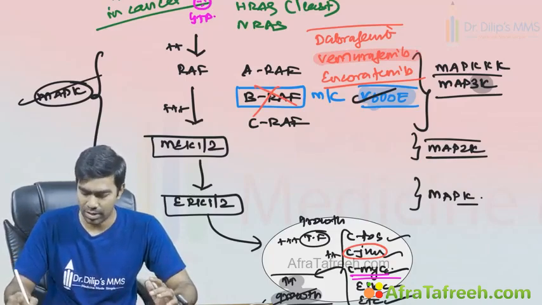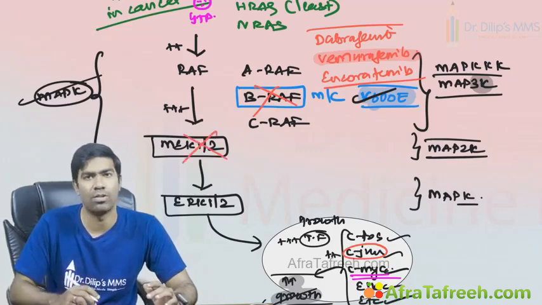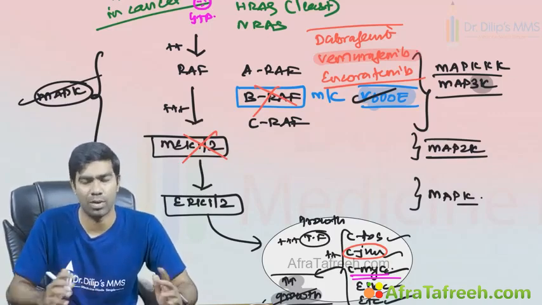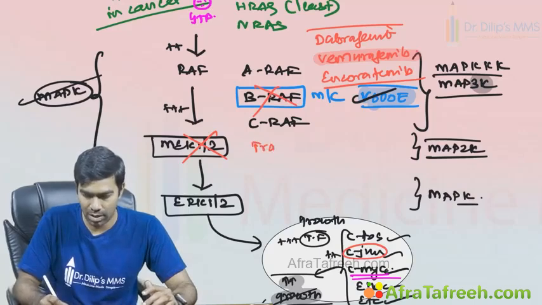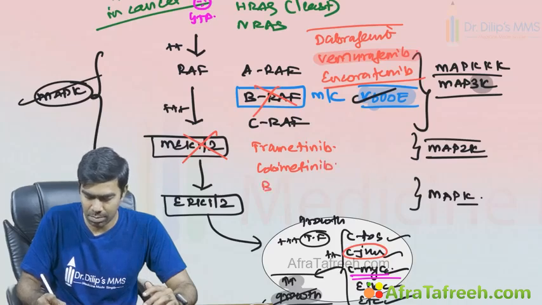And similarly, you have MEK inhibitors also. For example, you can block the MEK also. These are called MEK-inibs. They are BRAF inhibs. These are MEK-inibs. What are the MEK-inibs? You have trametinib, then you have cobimetinib, then you have binimetinib.